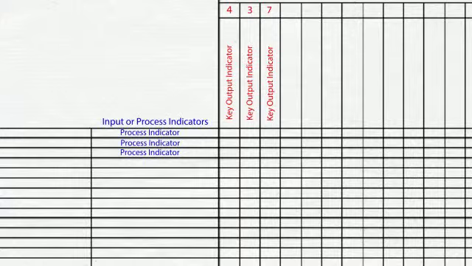Next, rate the effect or correlation of each input to output. For example, 0 equals no correlation. 1 equals little correlation. 3 equals moderate correlation. And 9 equals strong correlation.